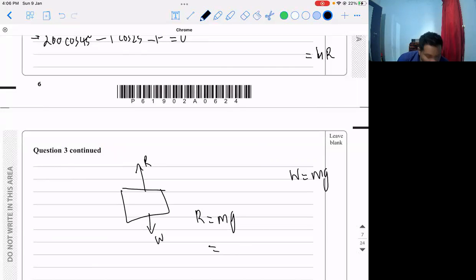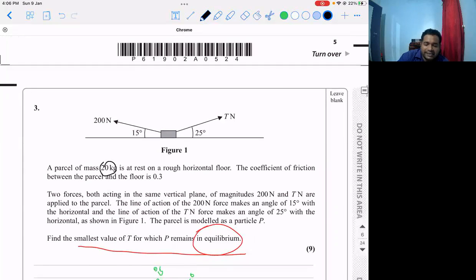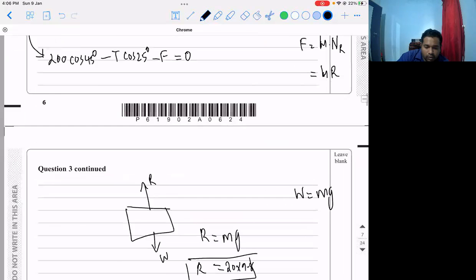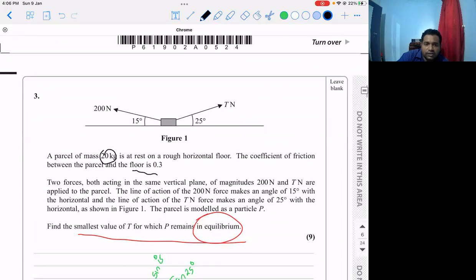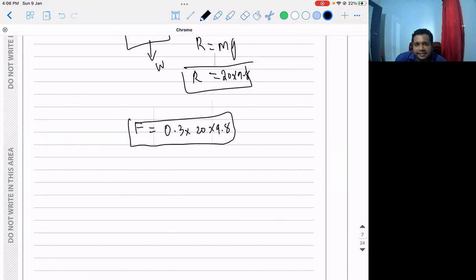What is the mass of this particle? Once again, we go to the question: 20 kilogram. And g is acceleration due to gravity, so R is 20 times 9.8. Therefore, what is my friction? Mu is given in our question as 0.3. Am I right? The coefficient of friction is 0.3. So the force of friction F is 0.3 times 20 times 9.8. I hope you got it.